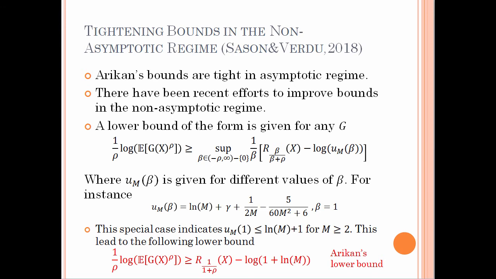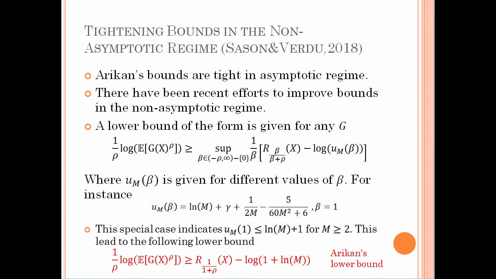So there have been some recent efforts to improve bounds in the non-asymptotic regime. A notable and recent study is by Sason and Verdú. Based on their analysis, both lower and upper bounds can be improved. Though the bounds become more complicated to express, as you can see, they become more useful in the non-asymptotic region. The lower bound they have derived is given as shown below here. As you can see, it's in terms of a supremum, in other words, a beta value that maximizes the expression. Furthermore, a function is defined in terms of the beta value, and for different beta values, it has a different form. So as you can see, it becomes more and more complicated.